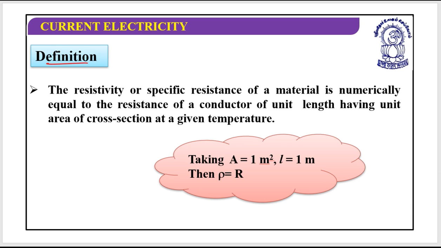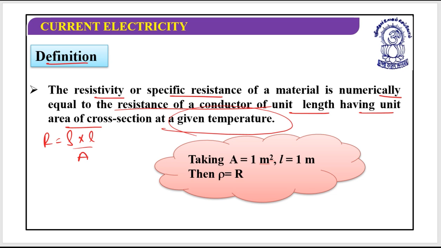It is also said to be the specific resistance. So resistivity or specific resistance of a material is numerically equal to the resistance of a conductor of unit length having unit area of cross section at a given temperature. How have I defined this? Let's have a look. R is equal to rho L by A. So from this, rho is equal to R into A divided by L.